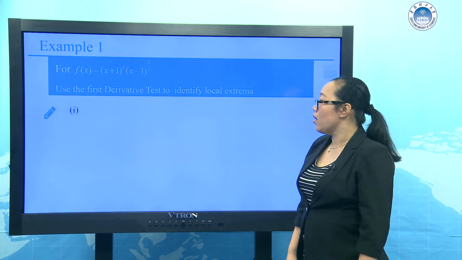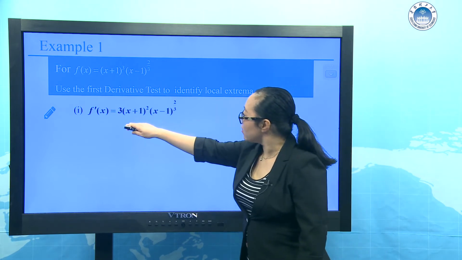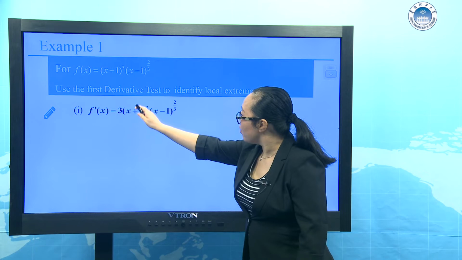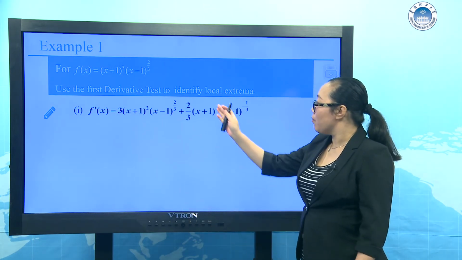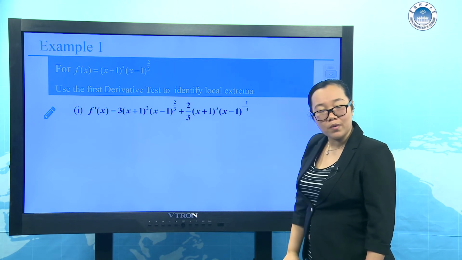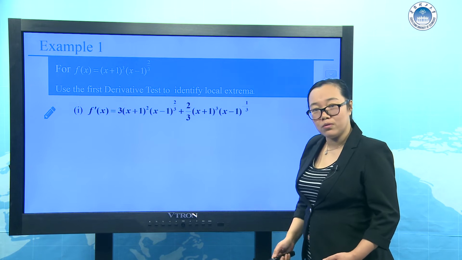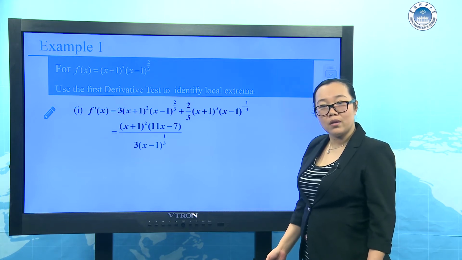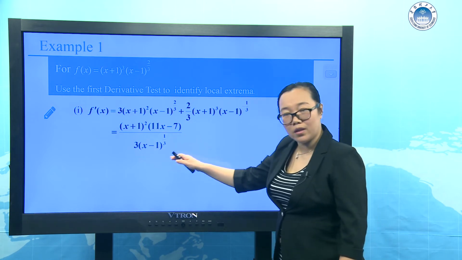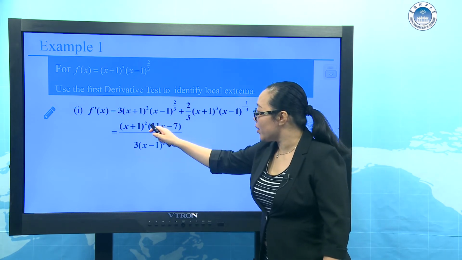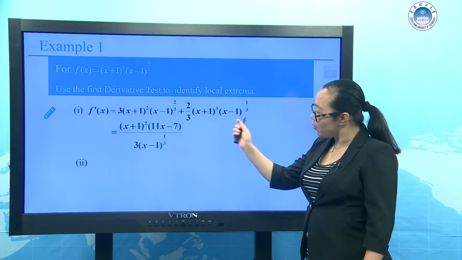So the first step is to find f prime. f prime x equals 3 times x plus 1 squared times something plus another term. It's the first derivative. How to simplify? Yes, take out the corresponding common factor. With the common factor taken out, together we can get another expression. Pay attention to this expression.